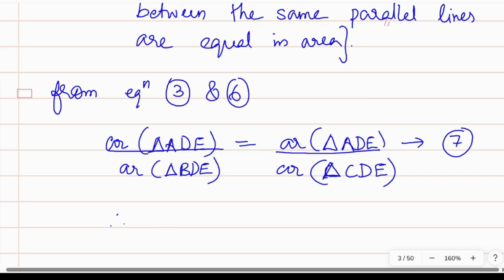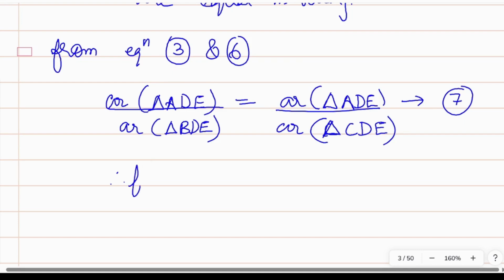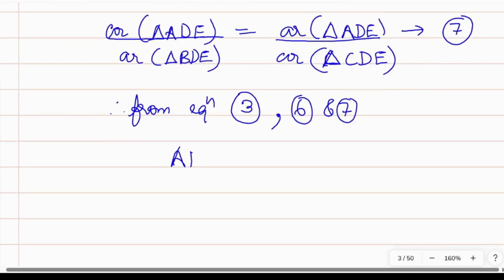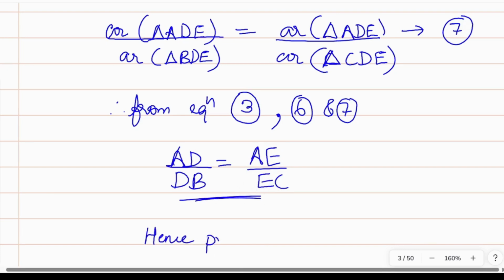Hence, I can write what? From equation 3, 6 and 7, I can write AD divided by DB. It is going to equal to what? AE divided by EC. Then we have to write hence proved. Clear? That is what all thing we will have to write here.